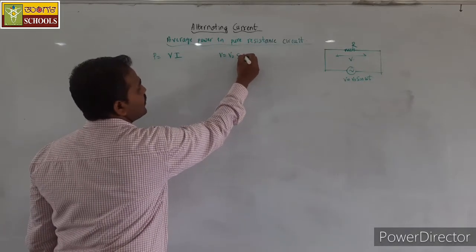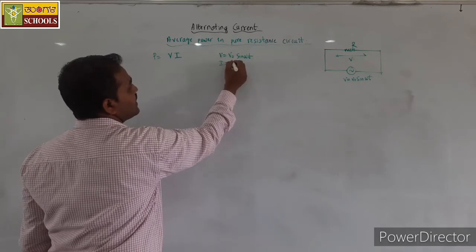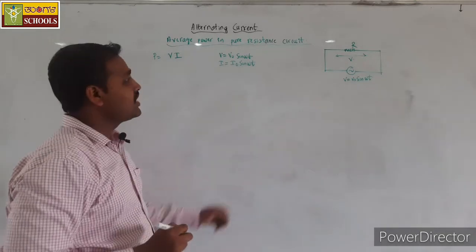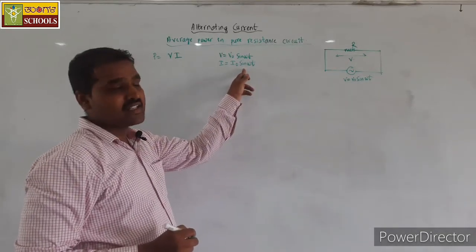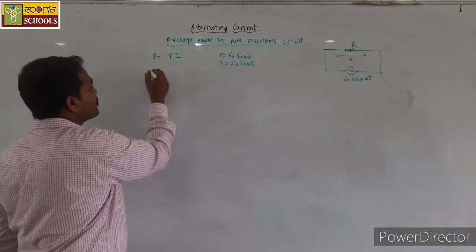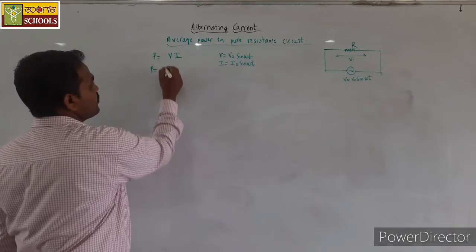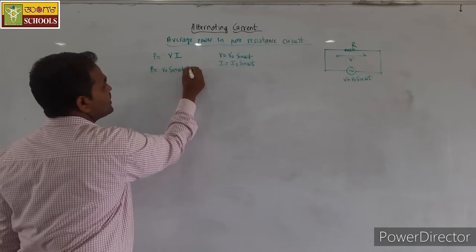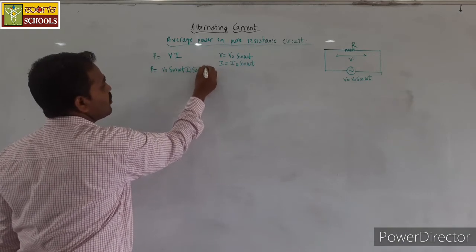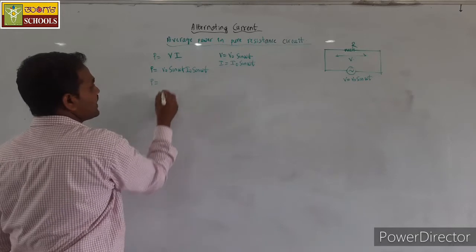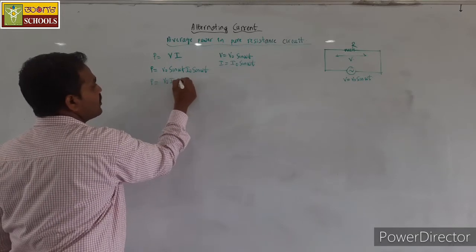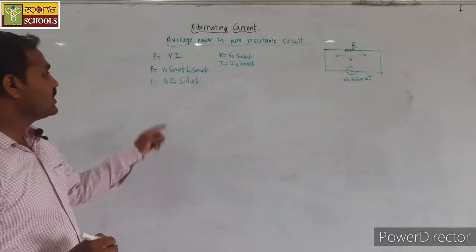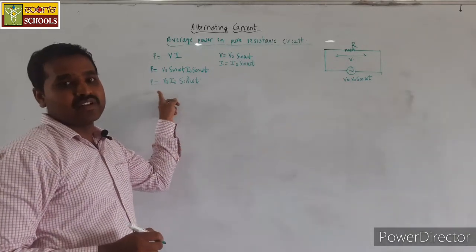V is equal to V naught sin omega t, and I is given by I naught sin omega t for the case of a circuit containing just a resistor. Let us substitute those values here. I can write P is equal to V, which is V naught sin omega t, and I, which is I naught sin omega t. This I can write as V naught into I naught into sin square omega t. So, this is the power at any time t.